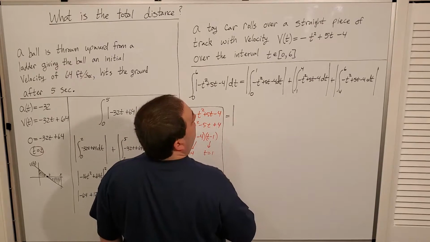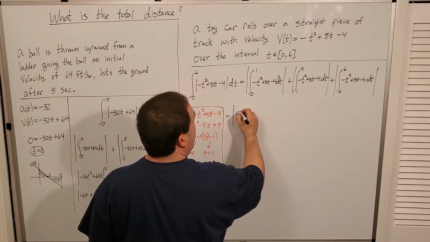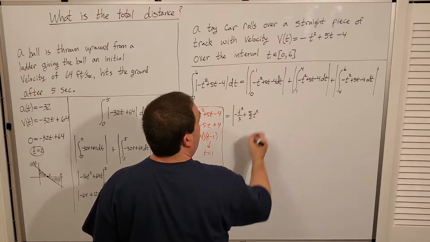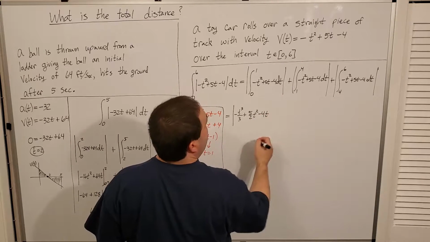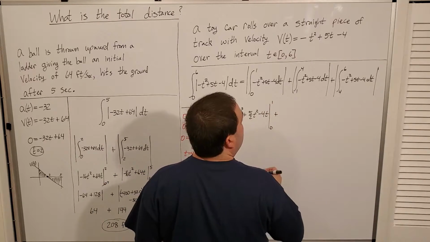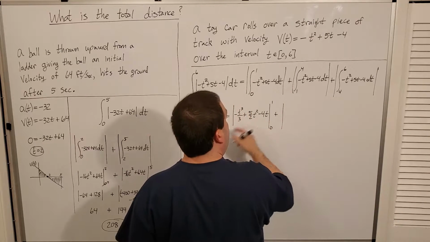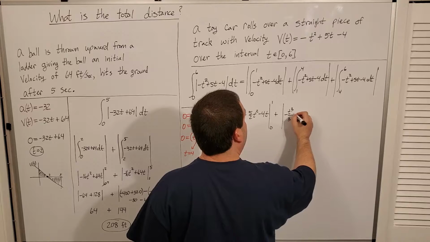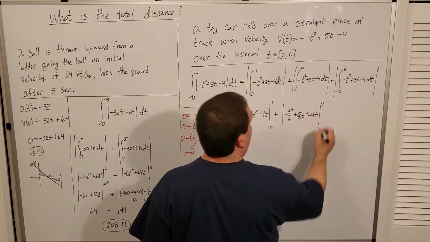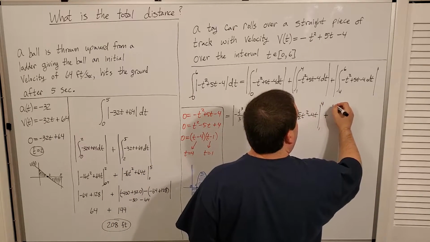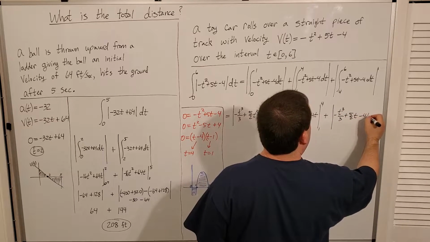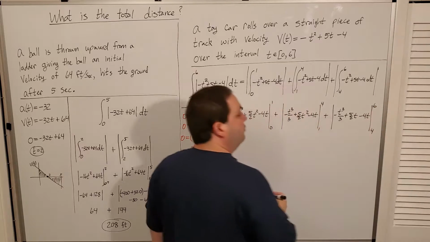Equal to absolute value of, antiderivative is negative t cubed over 3 plus 5 over 2 t squared minus 4t. And then that's going to be between 0 and 1 plus absolute value of the same antiderivative but this time from 1 to 4, and absolute value negative t cubed over 3 plus 5 over 2 t squared minus 4t, evaluated from 4 to 6.